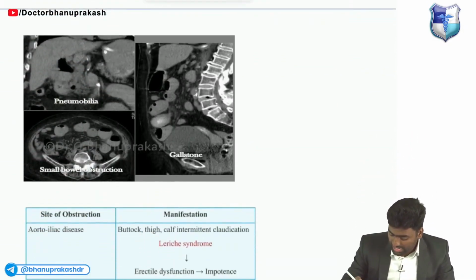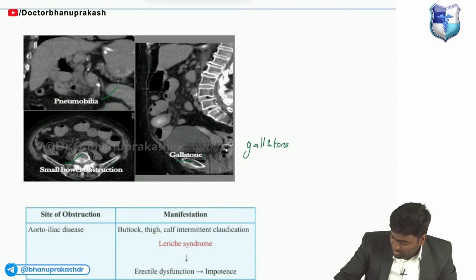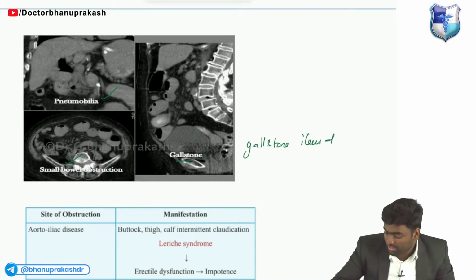Fine. And if you are able to see pneumobilia, small bowel obstruction, and a gallstone, it is seen in a case of gallstone ileus. This triad is known as Rigler's triad.